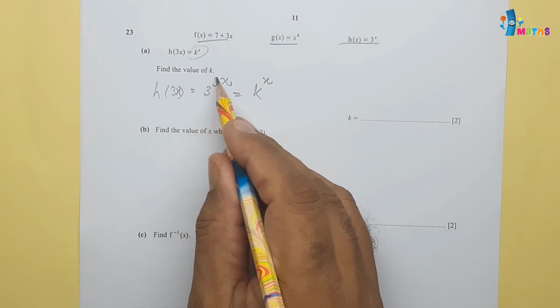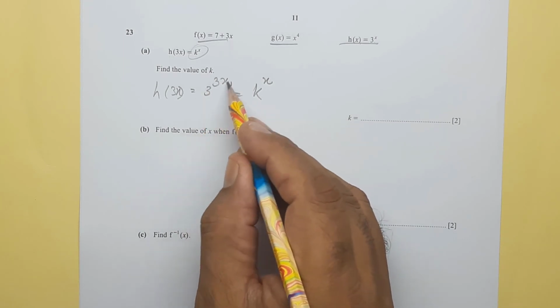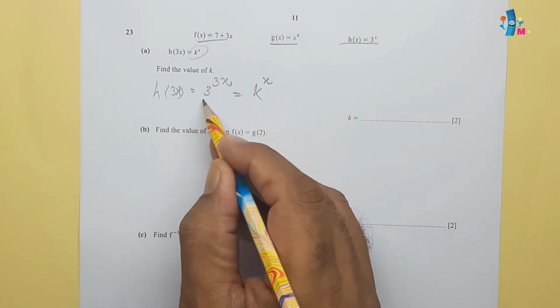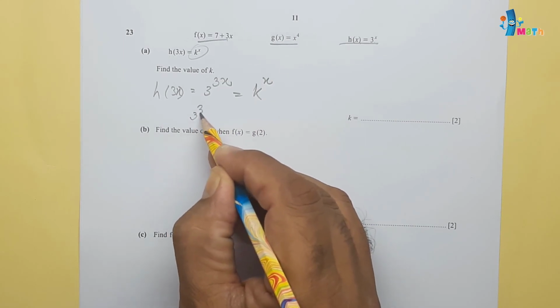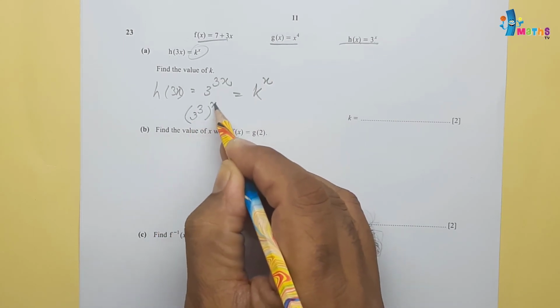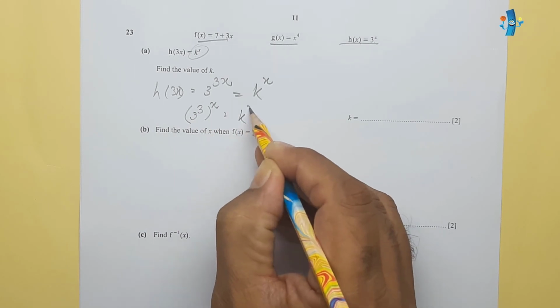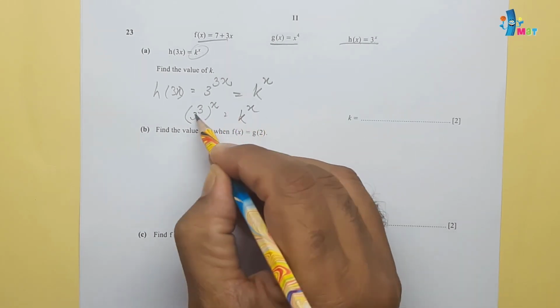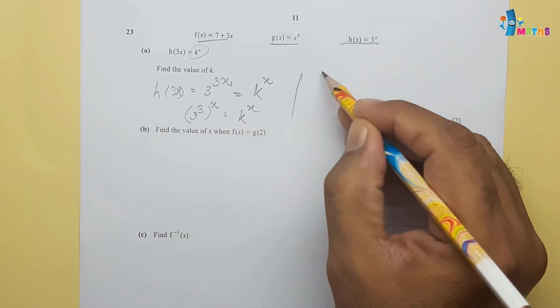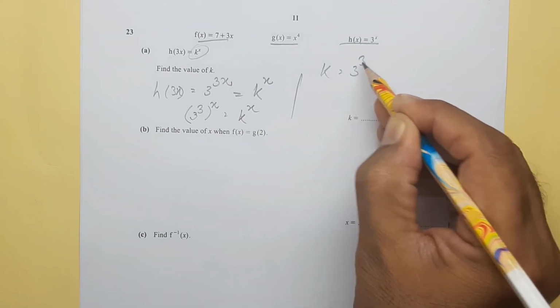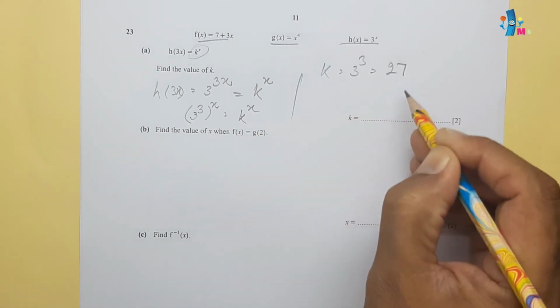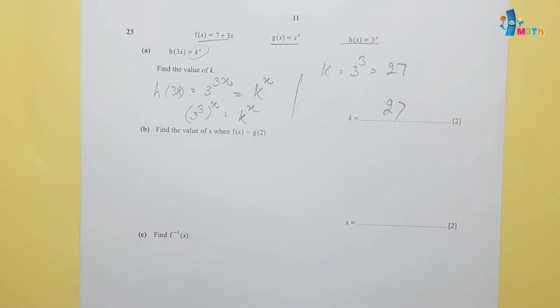So this 3 and 3 we can solve, so that power should be k, so we can write it as 3 raised to the power 3, whole raised to the power x, is equal to k raised to the power x. So k will be equal to 3 raised to the power 3. We can write here k is equal to 3 raised to the power 3, which is equal to 27. So our answer will be 27.